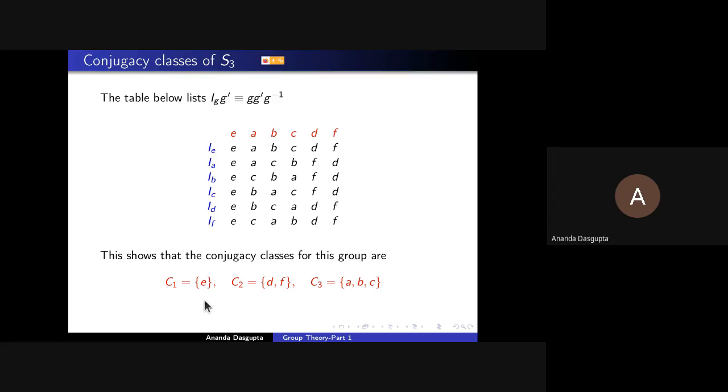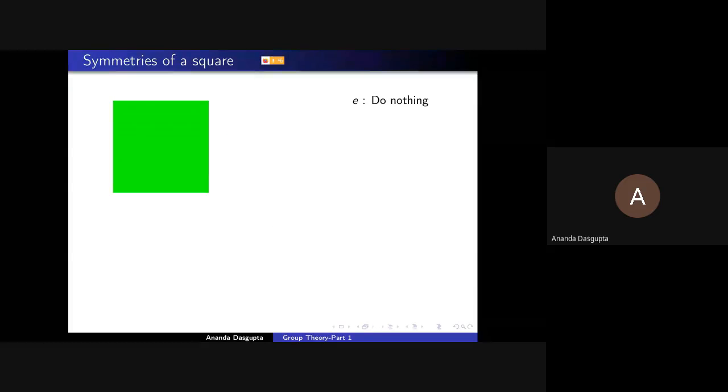So in this case, what you see is that the identity is in a conjugacy class of its own. The two non-trivial rotations, D and F, are in a class of their own. And the three reflections, A, B, C, are in a class of their own. Okay? And that's not an accident. But it's not true that all reflections will always be in a class of their own. Just to illustrate that, let me take a look at another set of symmetries quickly.